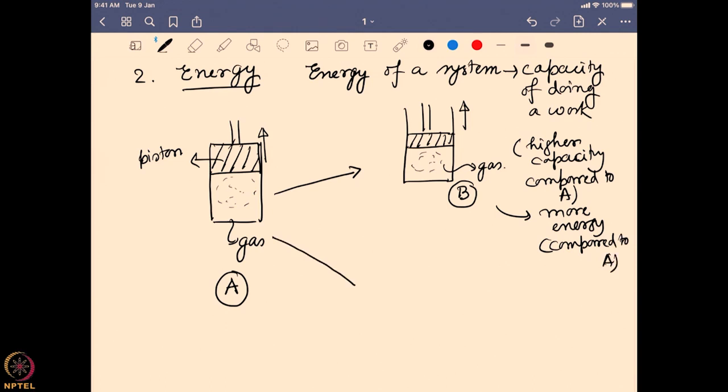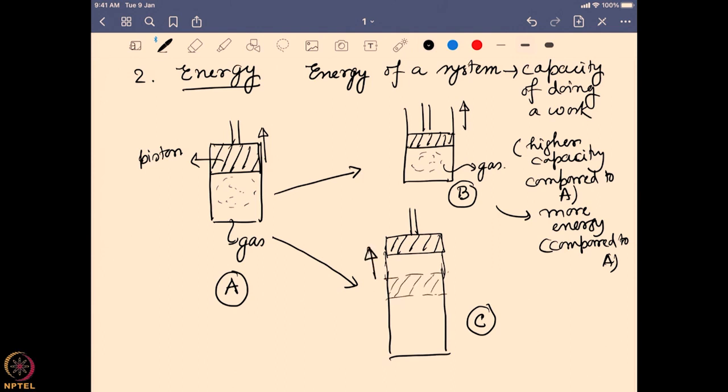Now say a different scenario, where with the same gas cylinder we are still playing with, we are now moving the piston up and going to a system C. Previously the piston was somewhere around here, and now we have moved that up.